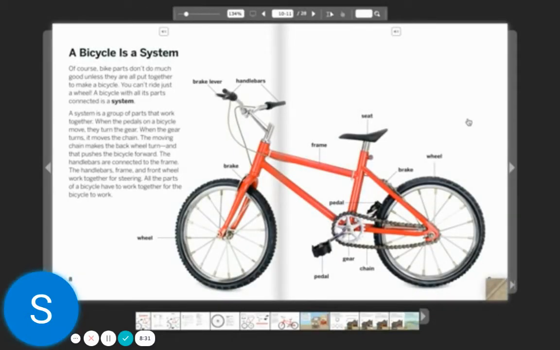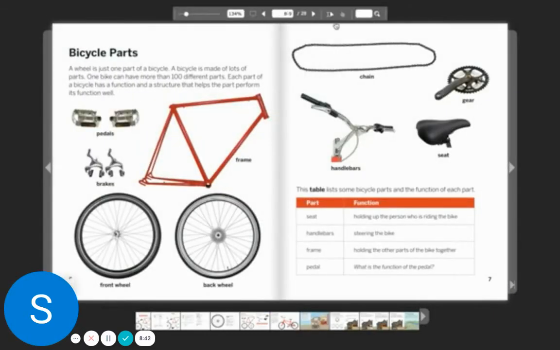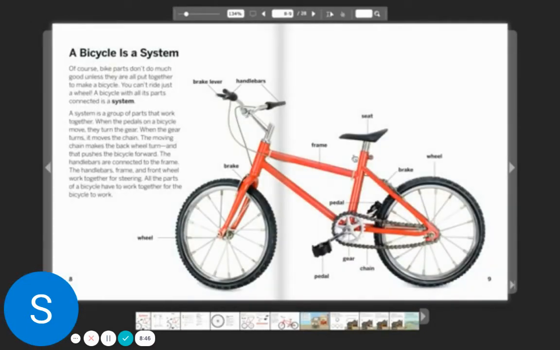A bicycle is a system. Of course, bike parts don't do much good unless they're all put together to make a bicycle. Kind of like this page before, these all together don't serve much of a function until you put them together. You can't ride with just one wheel. You need a pedal and other things, right? A bicycle with all of its parts connected is a system. A system is a group of parts that work together.